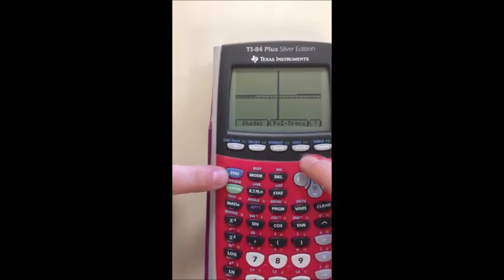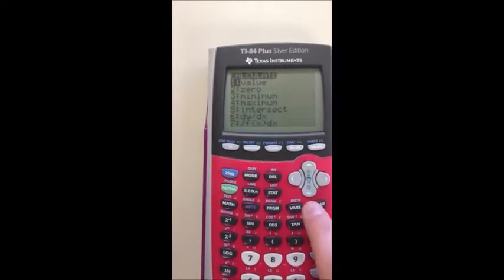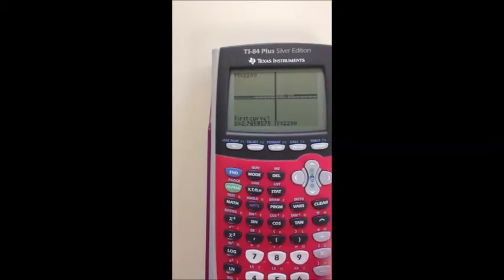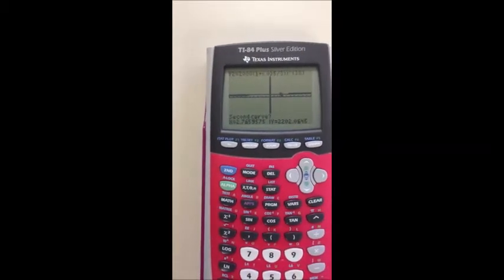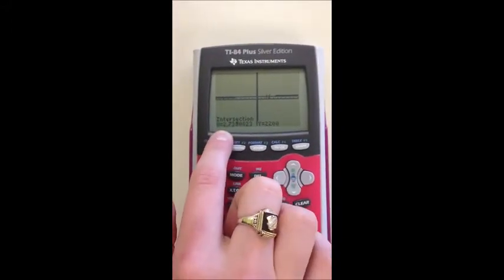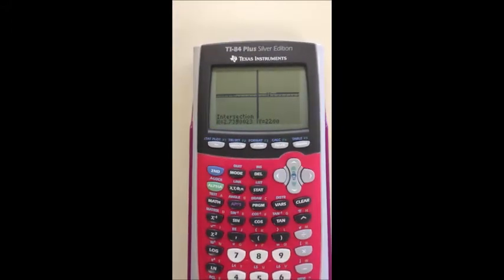How to find the number of years is you go second, calc. You want to find the intersection between the two lines, so you go to number 5. First curve, enter. Second curve, enter. Guess, enter. And your x will give you 2.739.